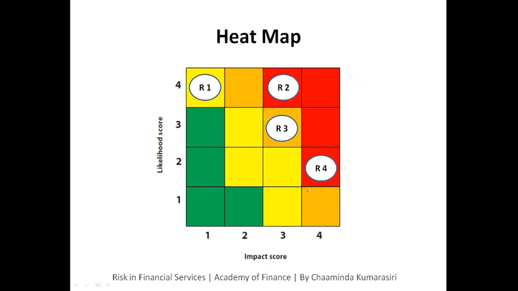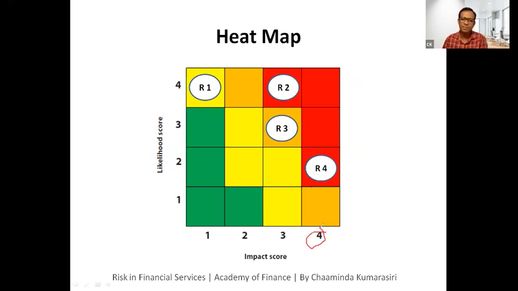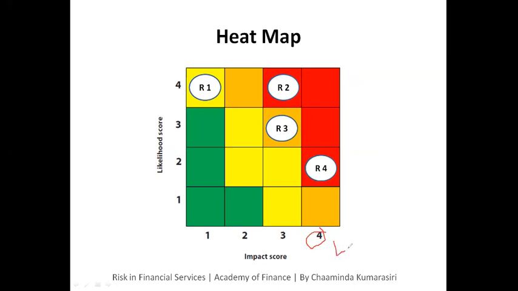Regarding if you compare R2 and R4, out of these two, can't we take R2 as higher? Because 4 into 3 is 12, 4 into 4 is 16, kind of thing, right? No, these are just labels. This 4 is not a value here. 4 is a label.